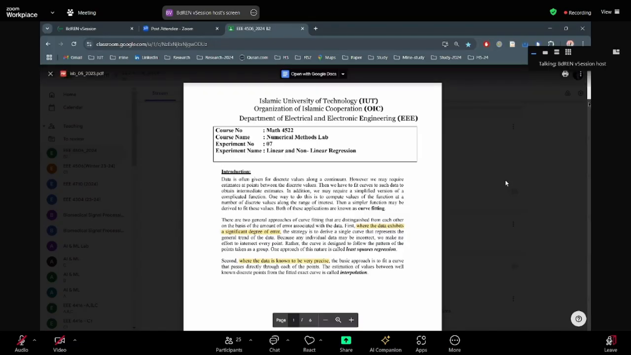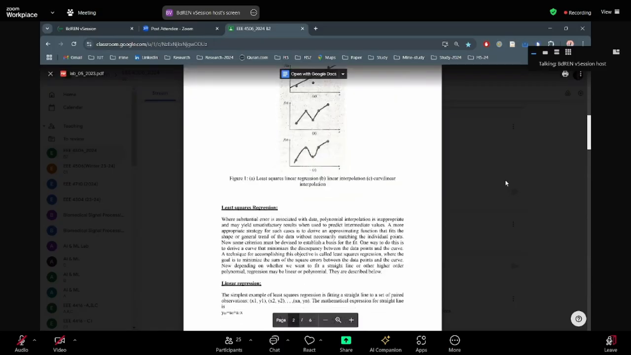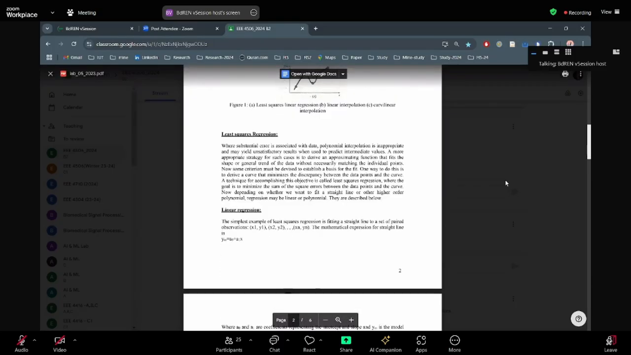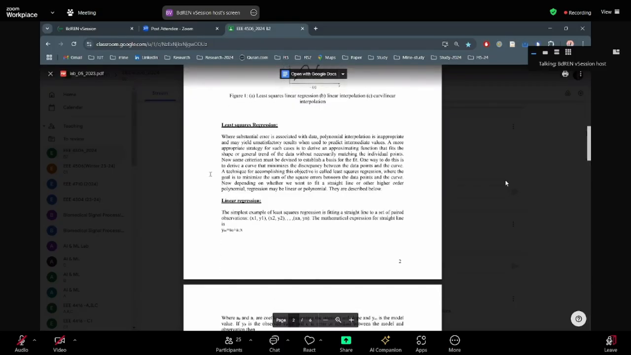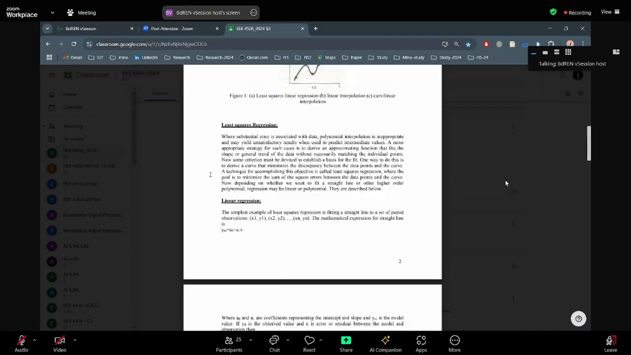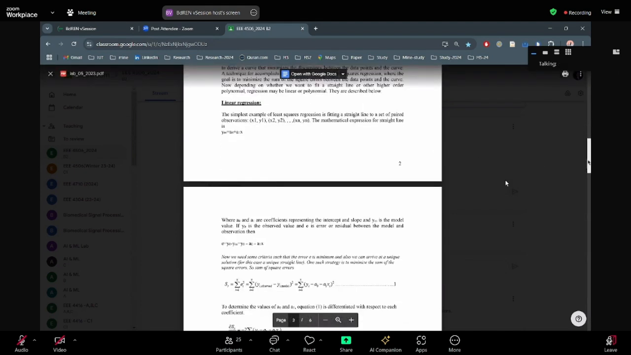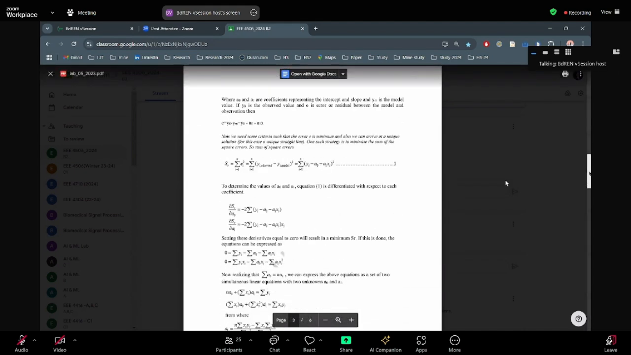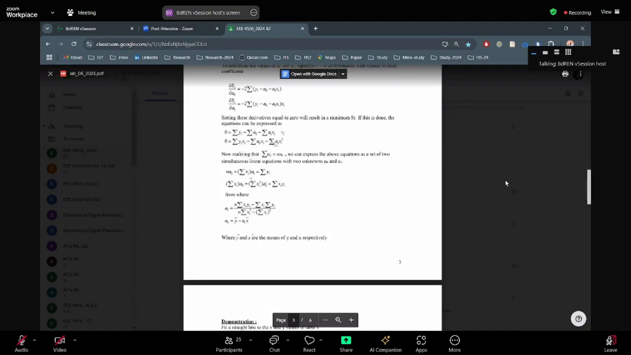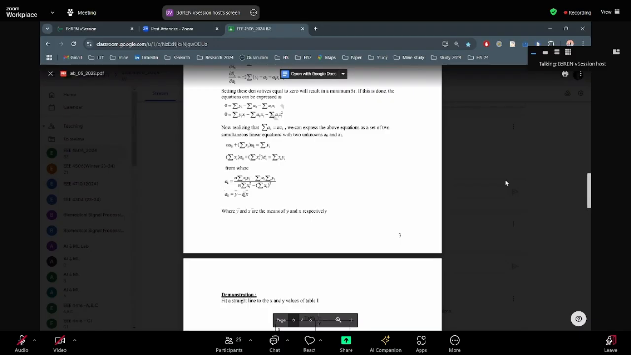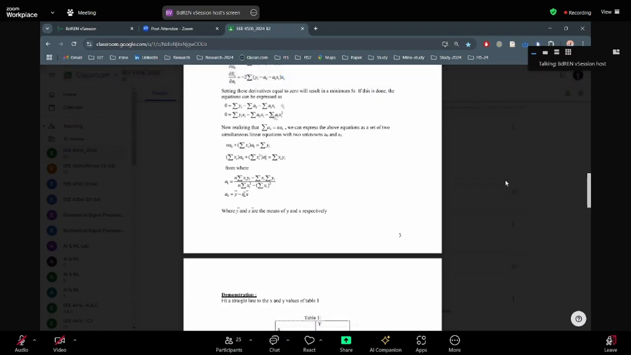Yes, sir. Okay, so this is your linear and nonlinear regression, and we have already discussed these things. We have discussed the least square regression problem. We are trying to find the minimum square error, right? That's why it is called least square regression. And you can see from this derivation A0 and A1. The A0 and A1 are equal to theta 0 and theta 1. They are just represented this way.